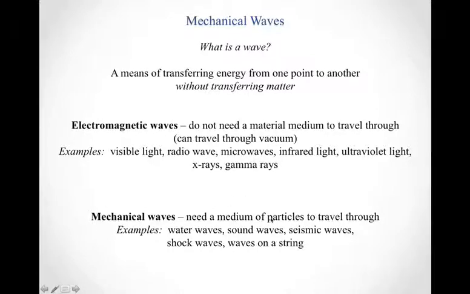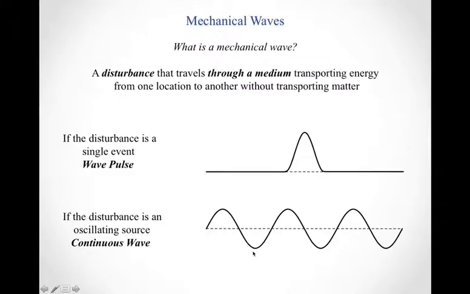Mechanical waves, on the other hand, do need a medium. So there has to be some substrate of particles that the mechanical waves are going to use to propagate through space. Probably the most common example of mechanical waves is water waves. Sound is also a mechanical wave. The famous tagline from the movie Aliens: in space no one can hear you scream. Well, that's because in space there aren't enough particles for the sound of your scream to propagate. Seismic waves within the crust of the earth, those are mechanical waves. Shock waves, waves on a string. So all of these are mechanical waves. There has to be a medium that they're traveling through.